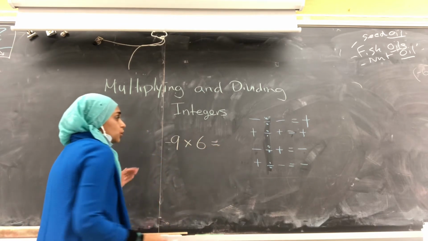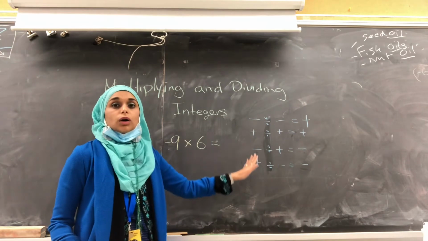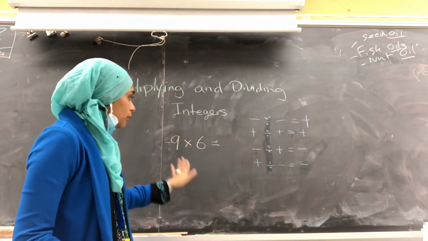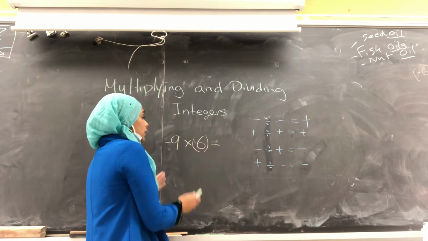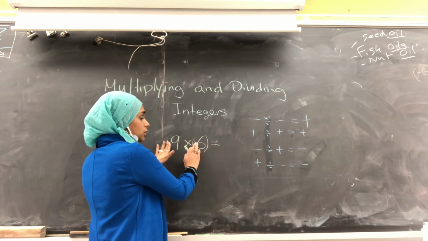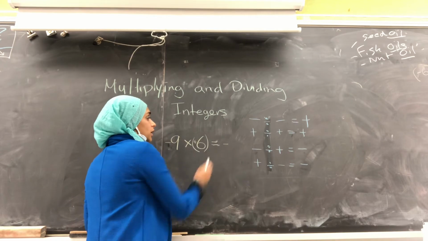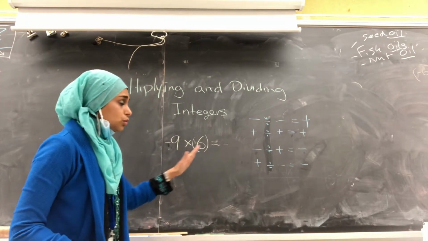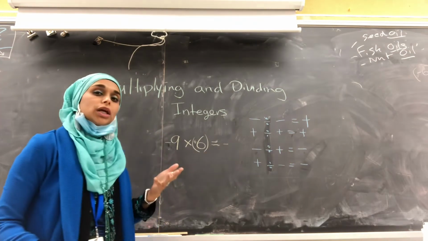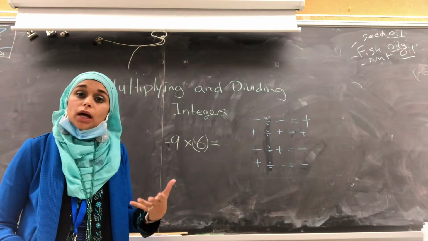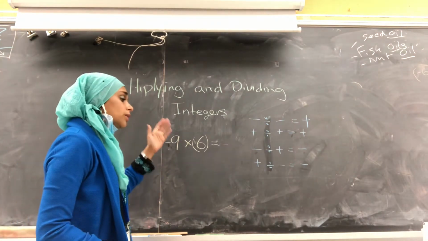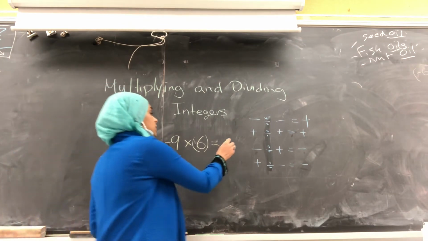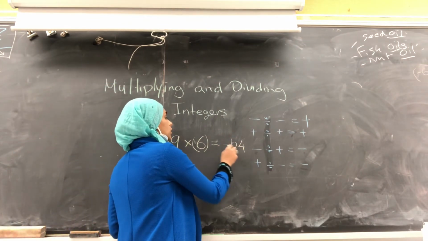Okay, so according to the rule, I know that my answer is going to be what? It's going to be a negative because my integers are different. With multiplication of integers, you just multiply, and the sign comes from the rule. So we know that 9 times 6 is 54, and according to the rule, it's going to be a negative.